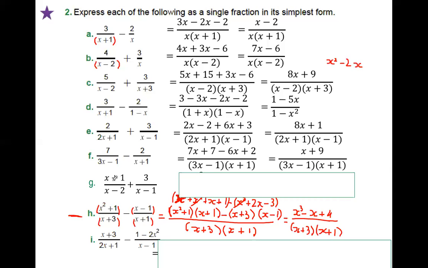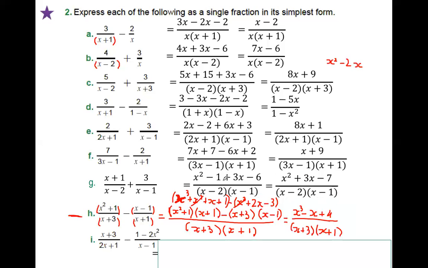Okay. The next one, you'll get an x plus 1 times x minus 1 at the top here for the cross. That is x squared minus 1, because it's a difference of two squares, plus 3x minus 2. So you end up with x squared minus 1 plus 3x minus 6, which is just x squared plus 3x minus 7. And the bottom, x minus 2 times x minus 1.